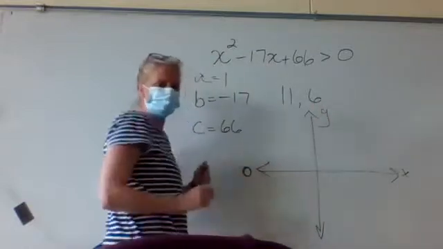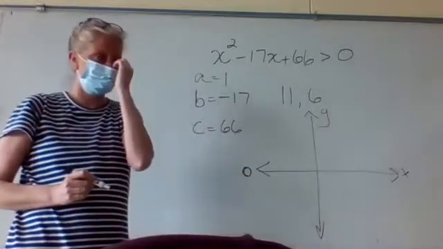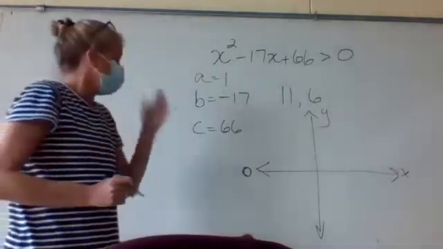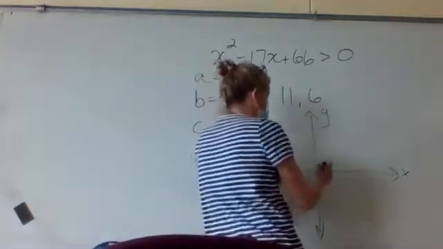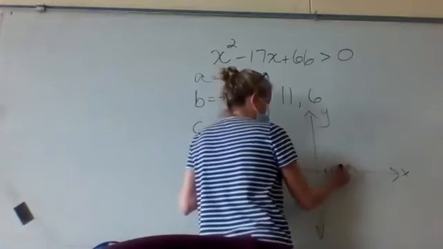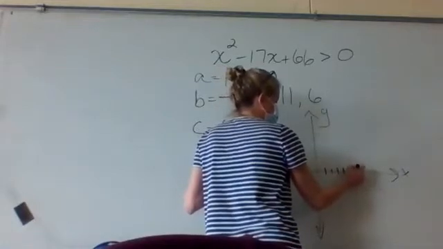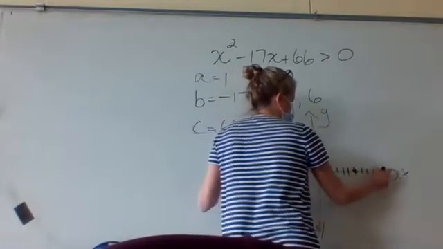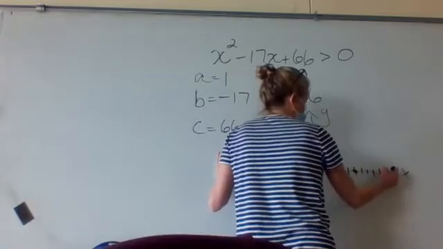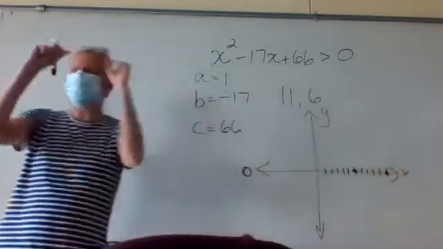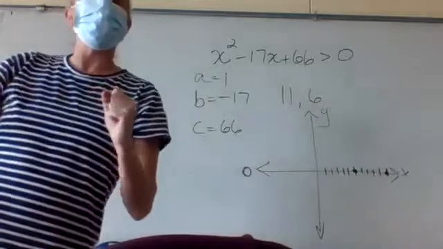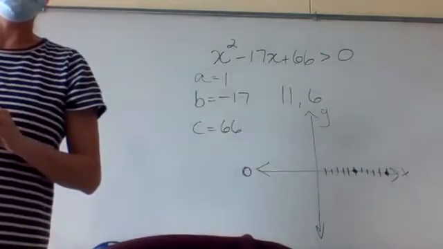There's my x-axis, it's the 0. It's going to cross through it at 11 and 6. So let's see, 1, 2, 3, 4, 5, 6. So it's going to cross there. 7, 8, 9, 10, 11. And it's going to cross there. So think about where your x-intercepts are going to be. Then draw your parabola through them.